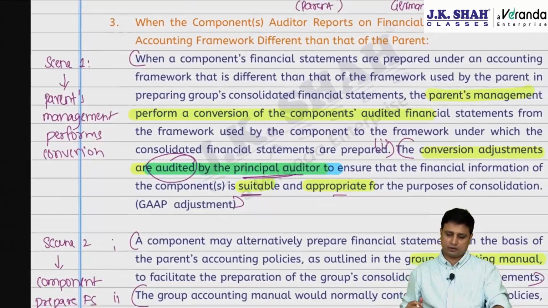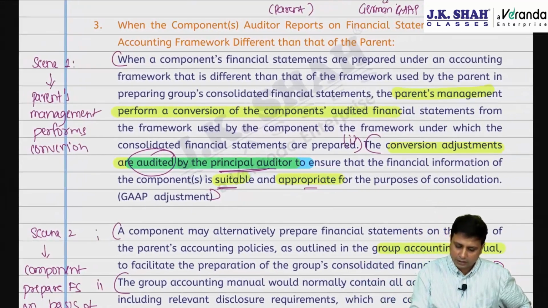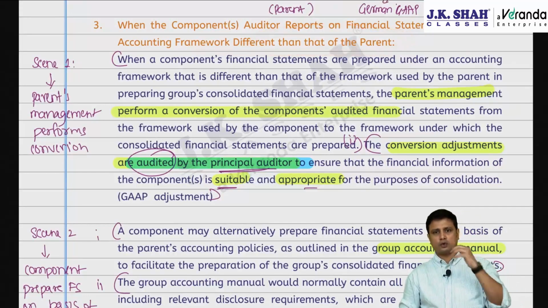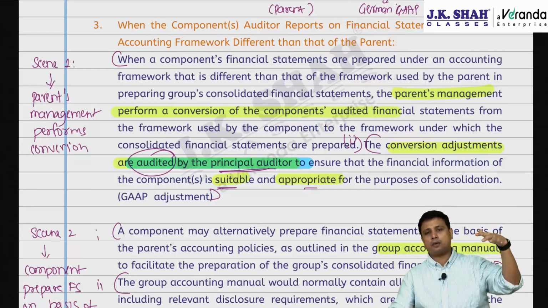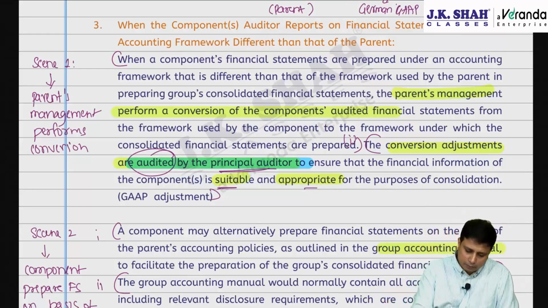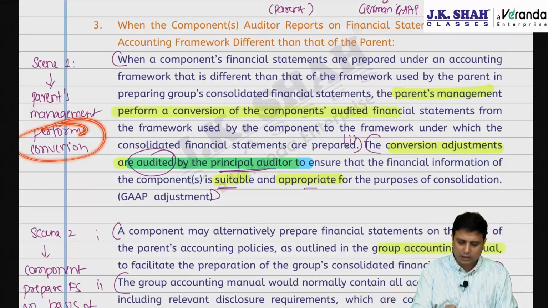For example, if the financial statements are under a different framework than that of the parent, there are two cases. The framework applicable to the component and the parent are different. Case 1, the parent's management performs the conversions.